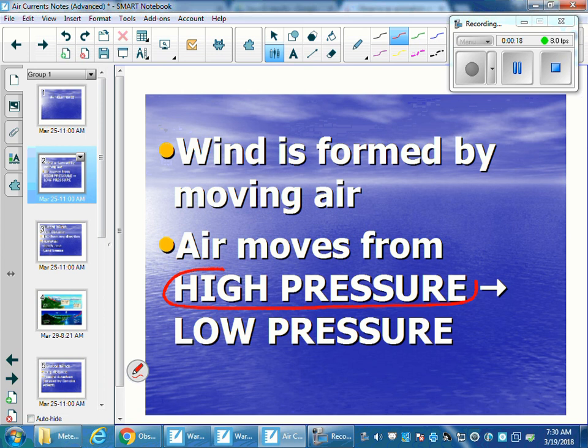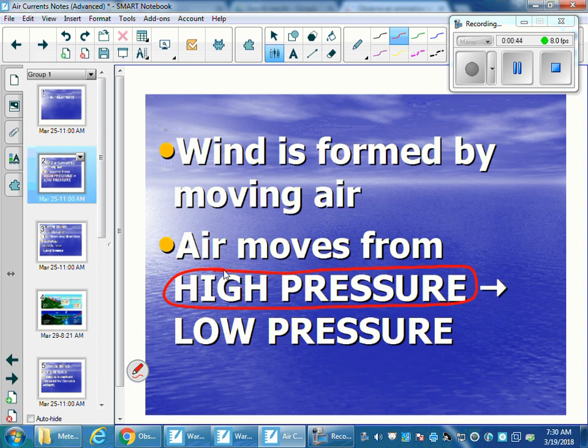So, high pressure air is usually or generally formed in a colder area. And this is because if you stop and think about colder areas, it's going to have air that is more compacted and more dense, and this is an area of high pressure. You have those air molecules closer to each other. So colder areas generally form areas of higher pressure.